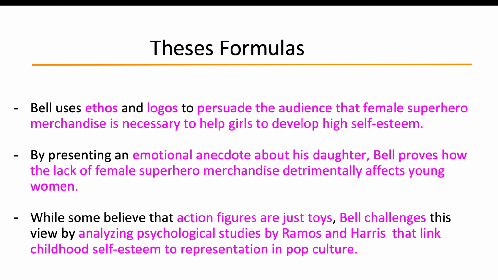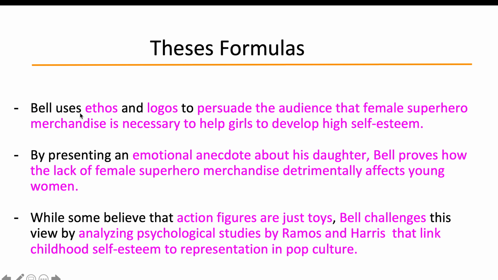At the top here, we have one that's used for rhetorical analysis. So Bell uses ethos and logos to persuade the audience that female superhero merchandise is necessary to help girls develop high self-esteem. So this is the kind of support we're using, right? Our first body paragraph will be about ethos. Second will be about logos. So here's the roadmap. And then this is what's at risk, right?